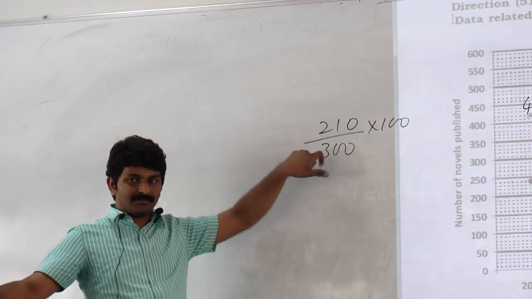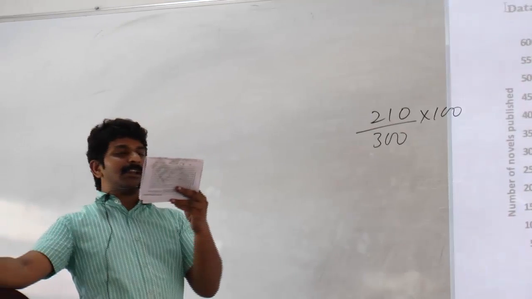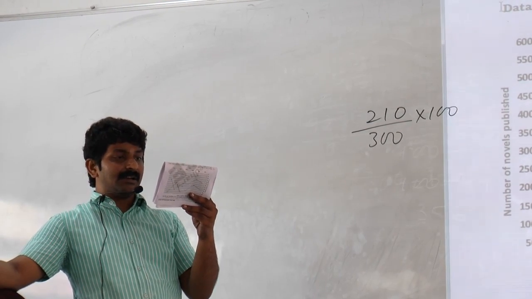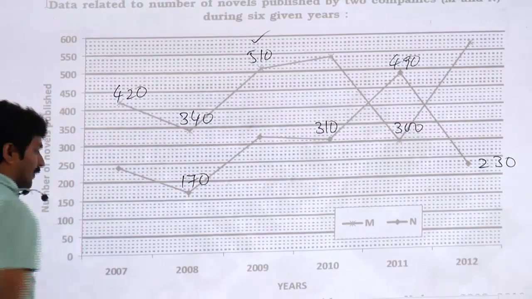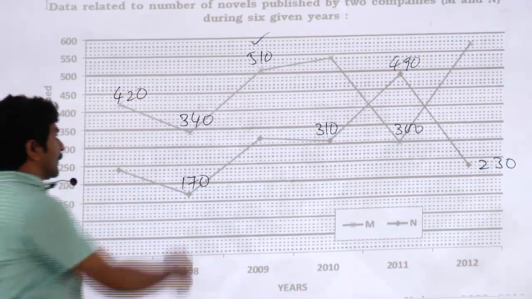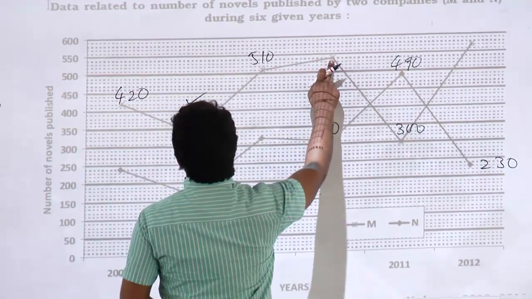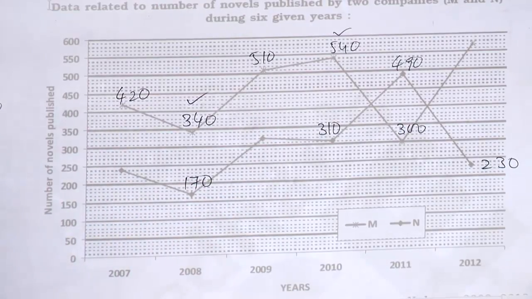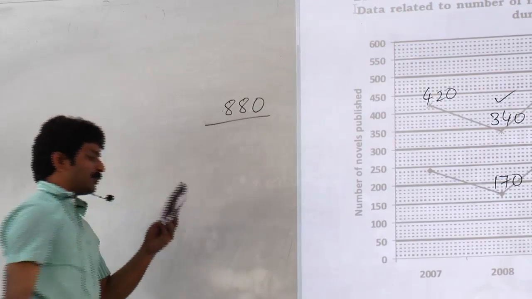Yes or no? Next. What is the respective ratio between total number of novels published by company M in 2008 and 2010 together? 2008 and 2010. 2008 this is 340. 2010 we have 540. 340, 540. 880. Ratio A is to B or A by B form.